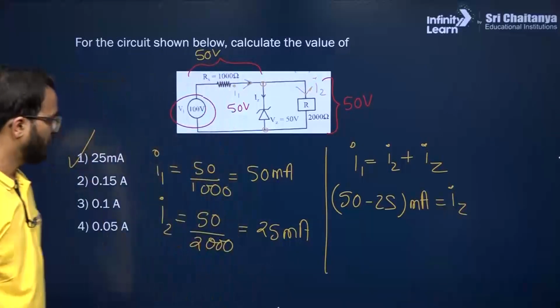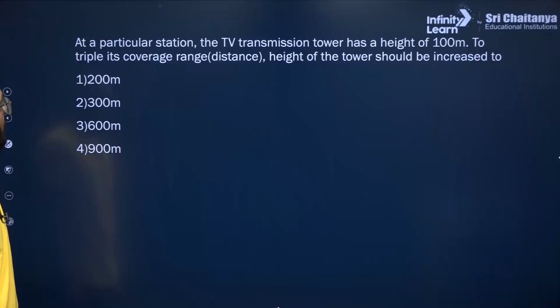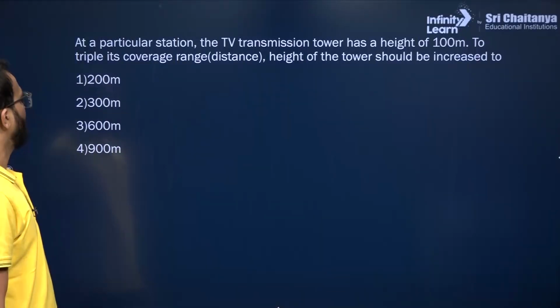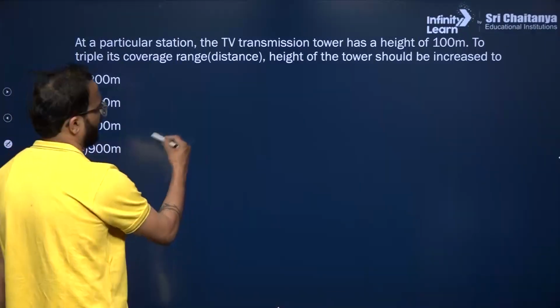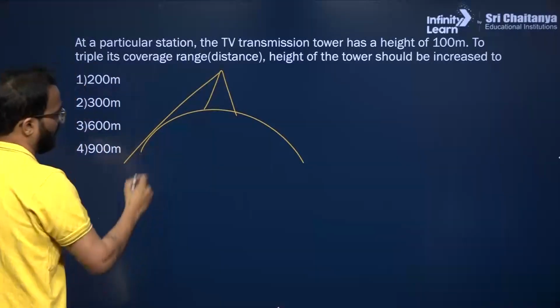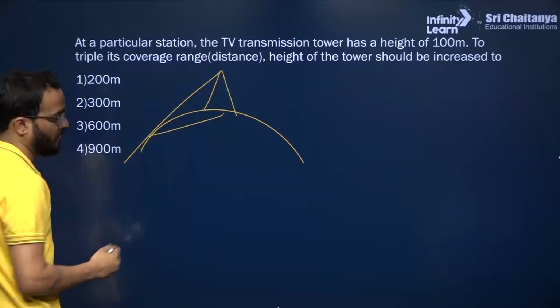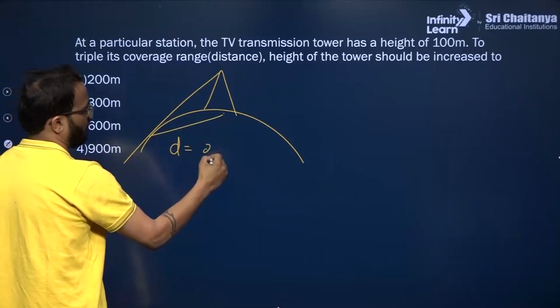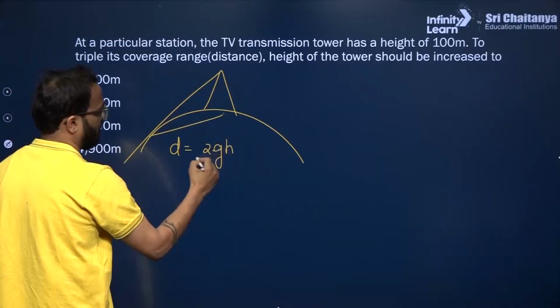Okay guys, a particular station TV has a tower of 100 meters, to triple its coverage. See, if this is the tower, how do we get the coverage? Coverage is actually this distance, right? So this is D is equal to root 2GH, height of the tower.